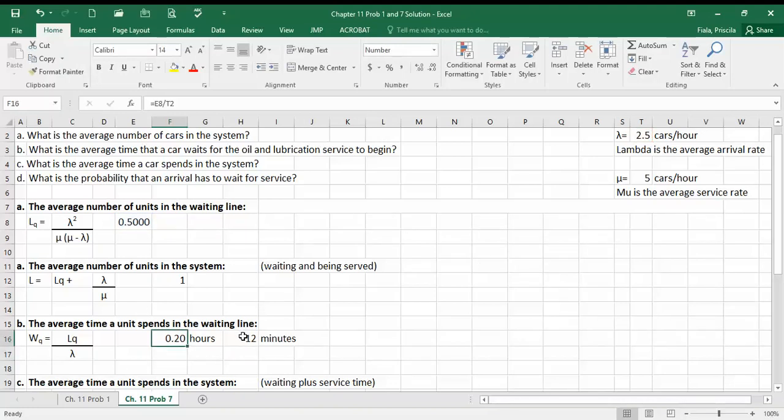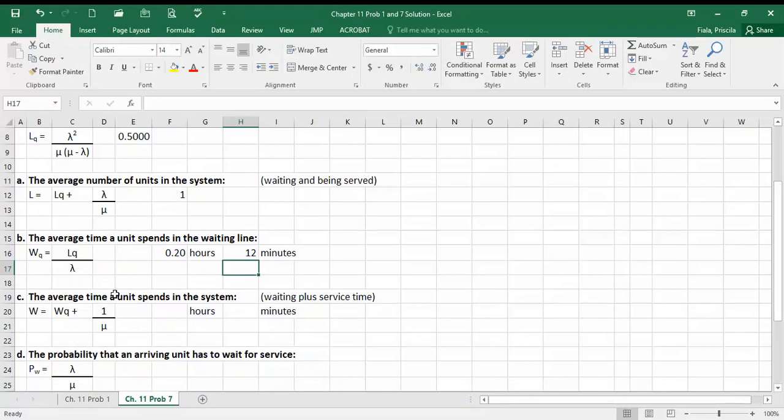Well, you have found 0.2 hours. What I did right here, I multiplied this value 0.2 times 60 because in 1 hour there are 60 minutes. So 0.2 hours means 12 minutes. So the average time a unit spends in the waiting line is 12 minutes. Or I could do it again. All I have to do is multiply the value we found times 60 minutes. And now we have it in minutes, okay?